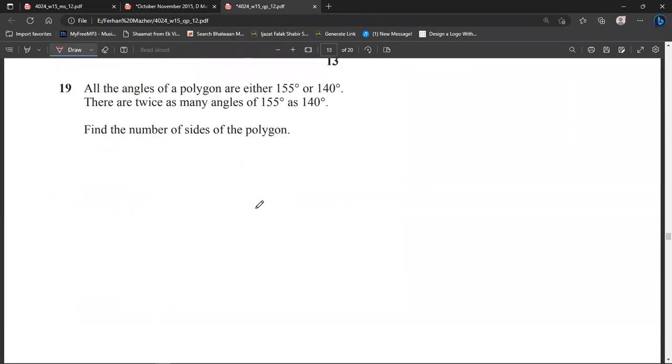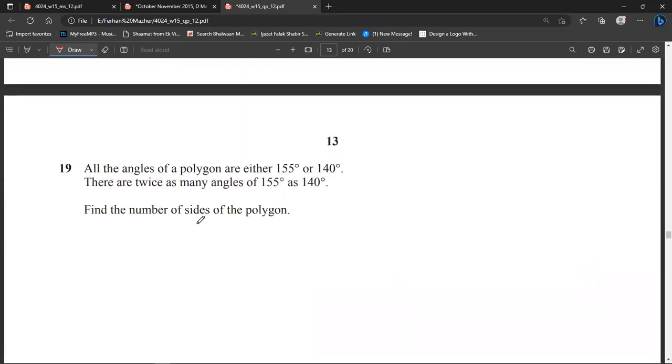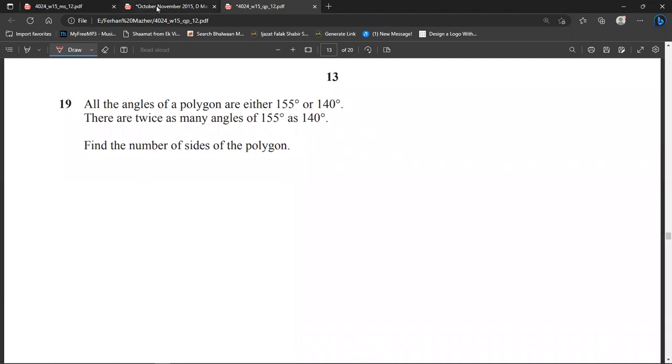Question number 19. He says all the angles of a polygon are either 155 or 140. There are twice as many angles of 155 as 140. Find the number of the sides of the polygon. It's a little tricky statement, and it's a 3 marks question.